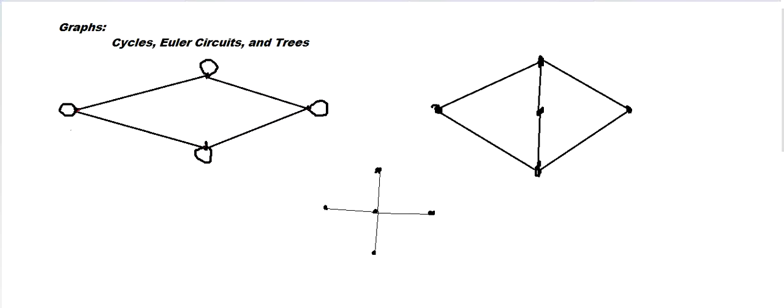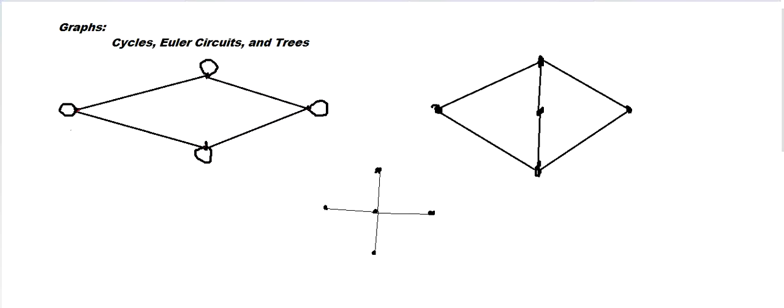And a basic vocab term is cycles. So a graph has a cycle if we can start at a vertex and then walk along edges and then come back to the vertex. For example, this graph here, there's a bunch of different possible cycles. We could start at this vertex and then go 1, 2, 3, 4 back, or this one.